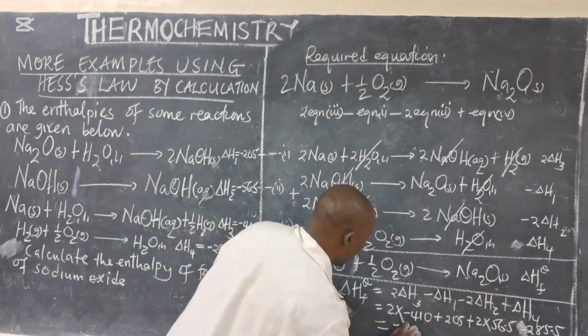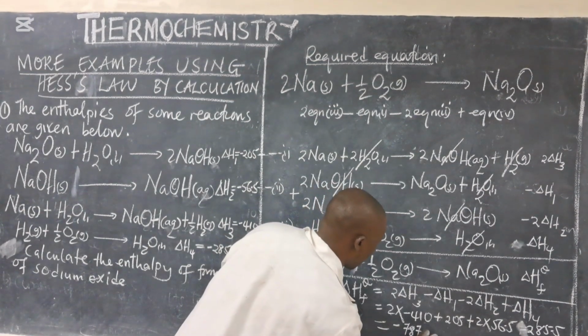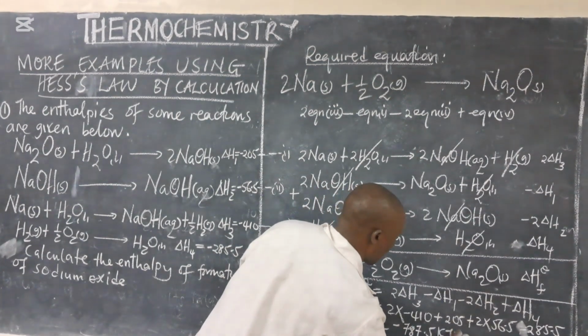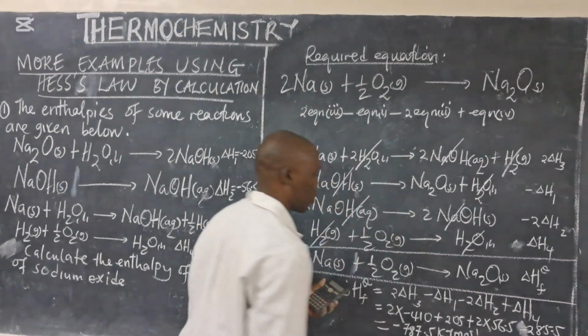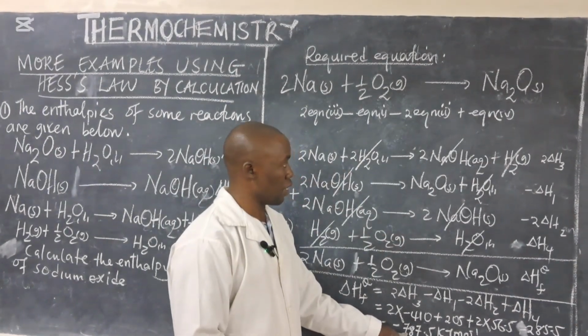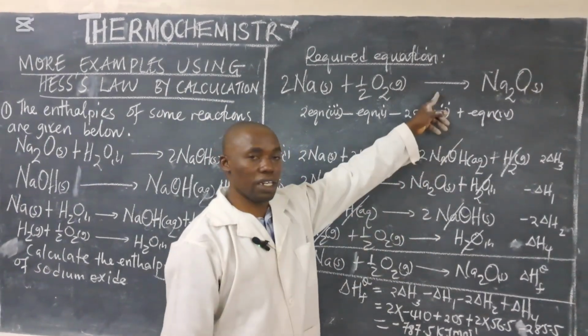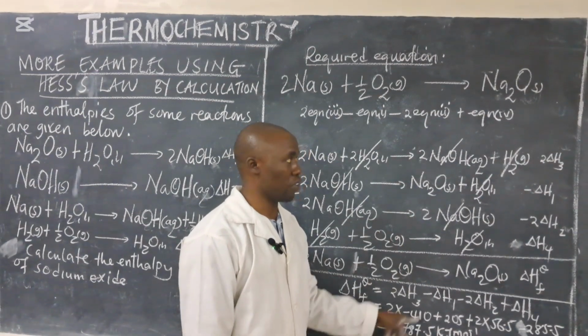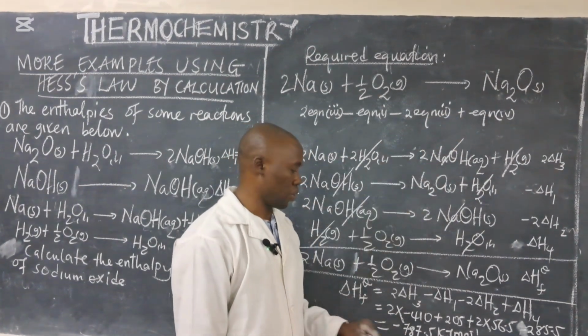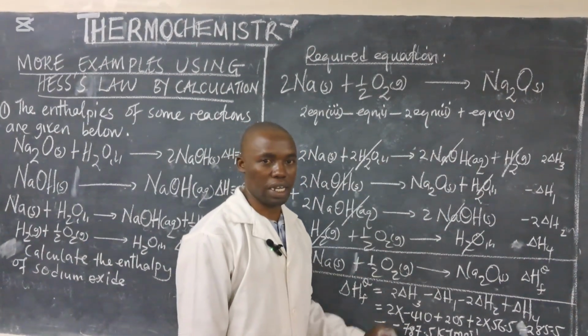That's negative 78.5. So we can realize that the enthalpy of formation is negative. That means we can comment and say sodium oxide is stable because the enthalpy of formation is negative.